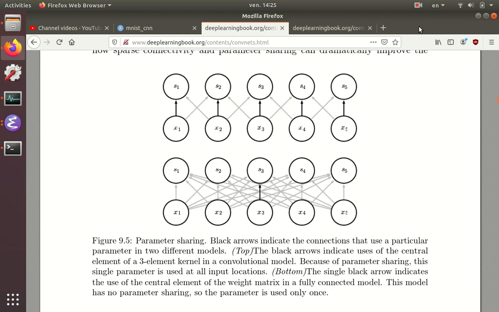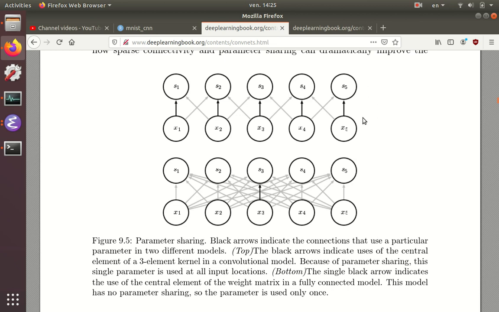Hi, so in this video I'm going to be explaining a little bit about parameter sharing in convolutional layers of a neural network compared to fully connected layers. So, and this is figure 9.5 from the deep learning book. We're comparing two different layers.